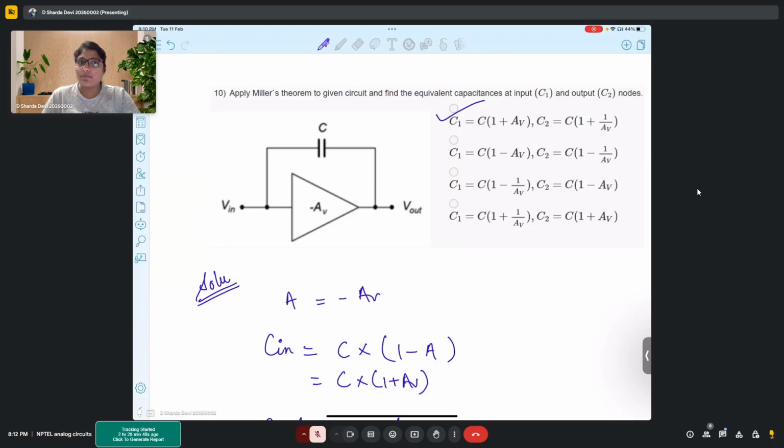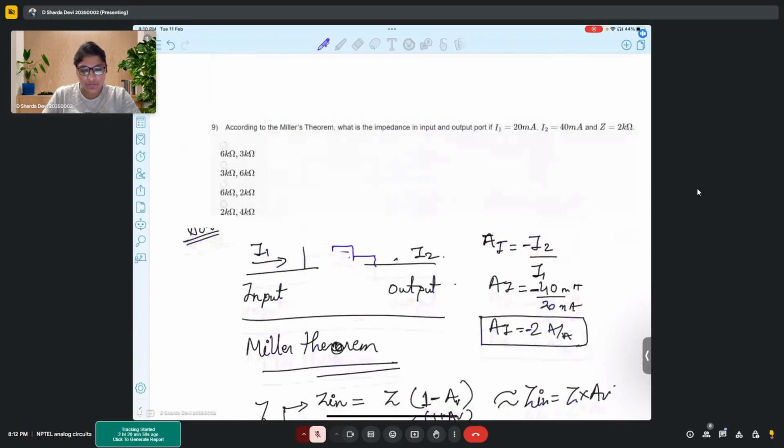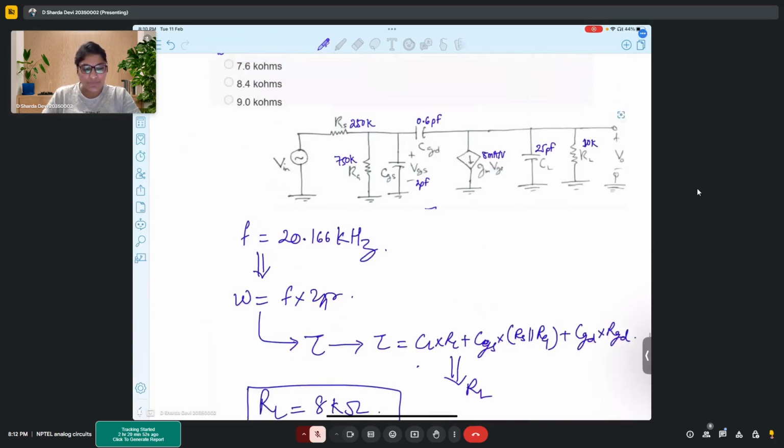From the MOSFET, we can find the voltage gain from the transfer function, so that we can find the pole frequencies. So you need to solve that. Basically, this analysis needs to be done.